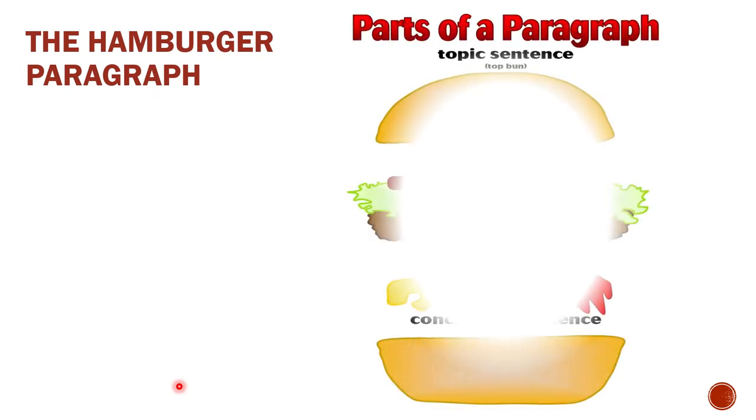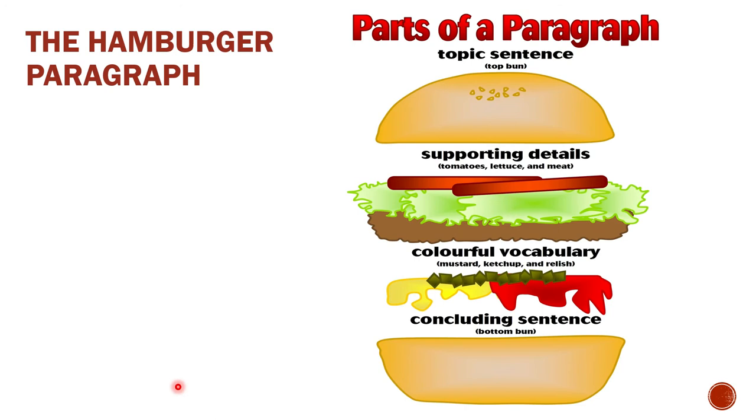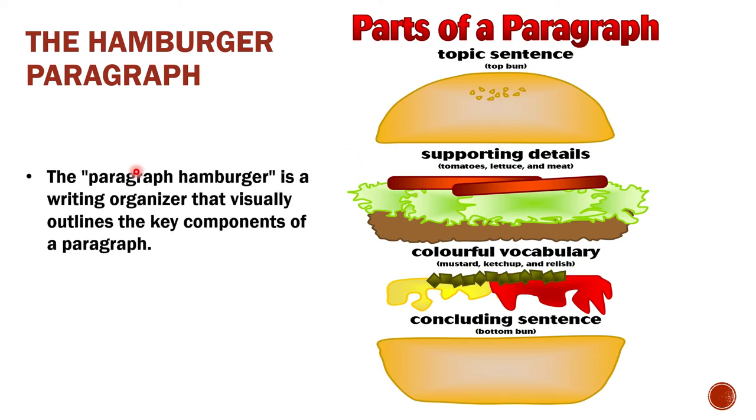Now, what is the hamburger paragraph? So can you see this diagram to the right side? This is called the hamburger. It's like you eat different burgers, but this is the hamburger in which there are different layers. Now, we come to know that the paragraph hamburger is a writing organizer that visually outlines the key components of a paragraph. So it's just an example that the educationists use just to give the idea of how your paragraph should look like.